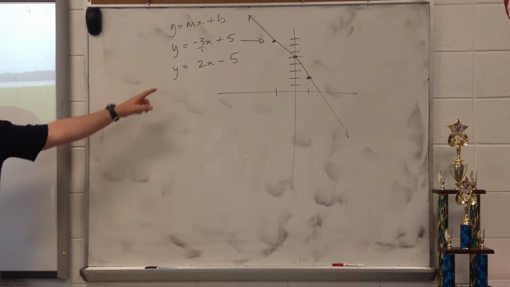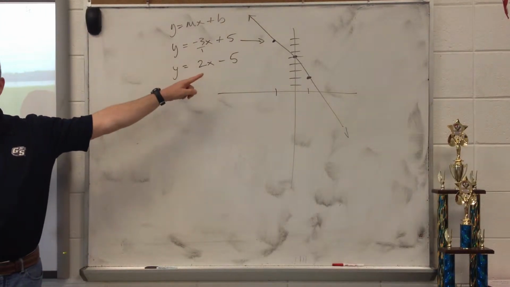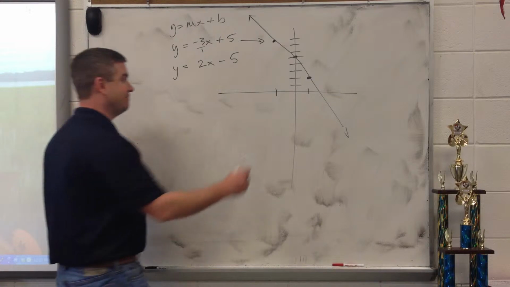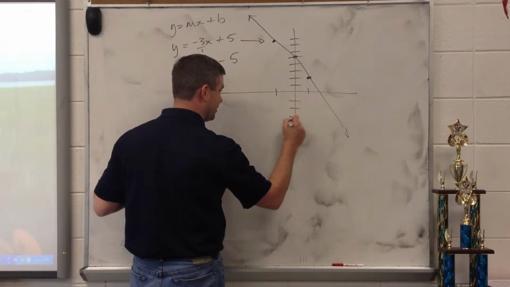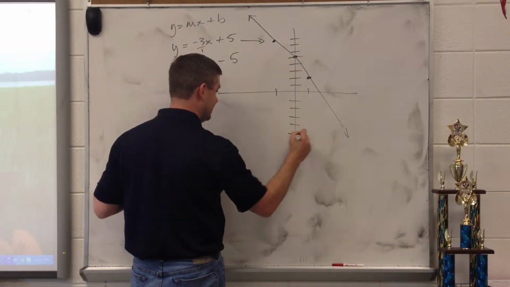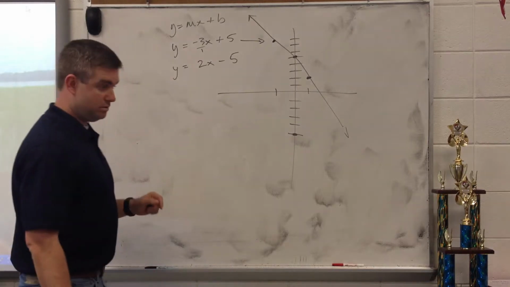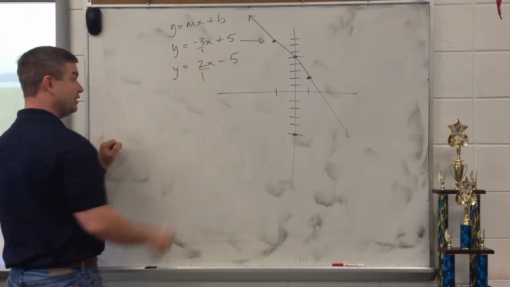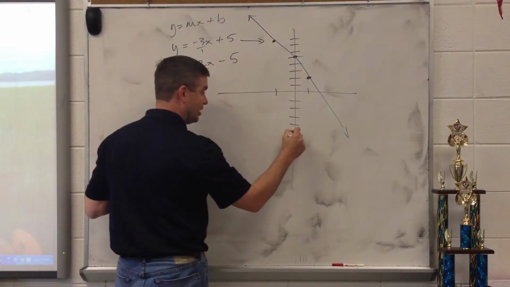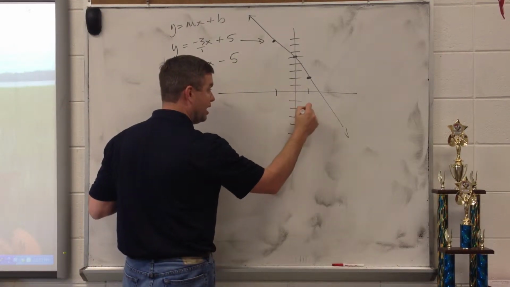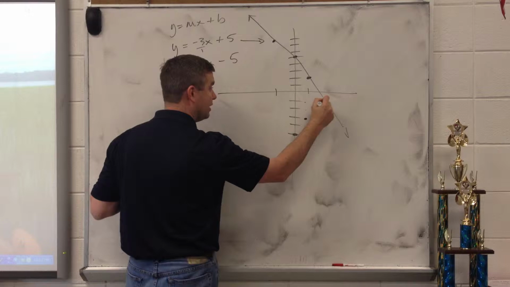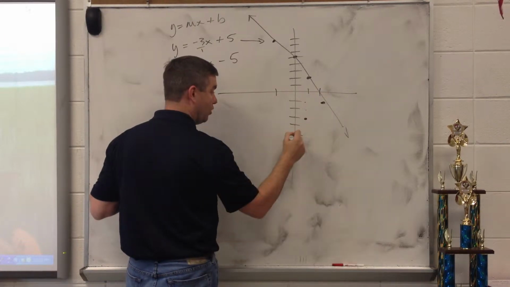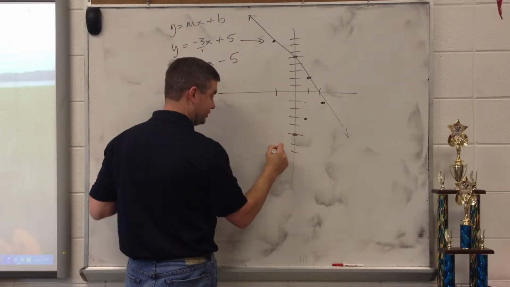Now we graph this one. Where's the y-intercept? At negative 5. So we go down 1, 2, 3, 4, 5, and we put a dot. Now what? Up 2, right 1. It has a positive slope. I go up 2 and right 1. Or I could go down 2 and left 1.